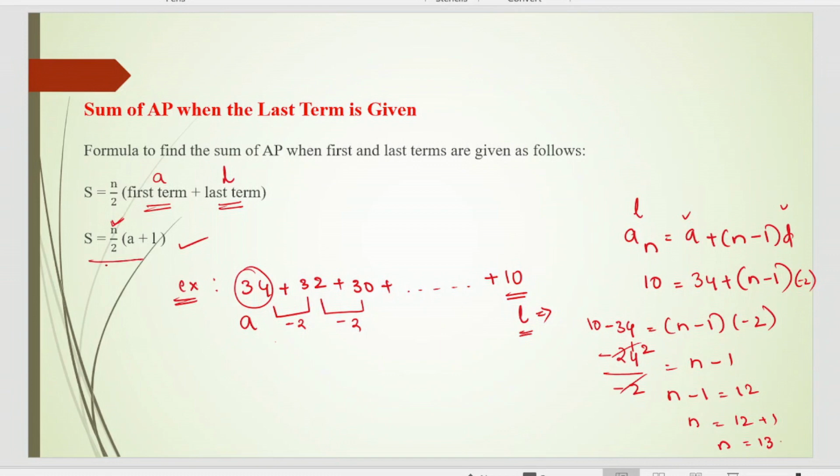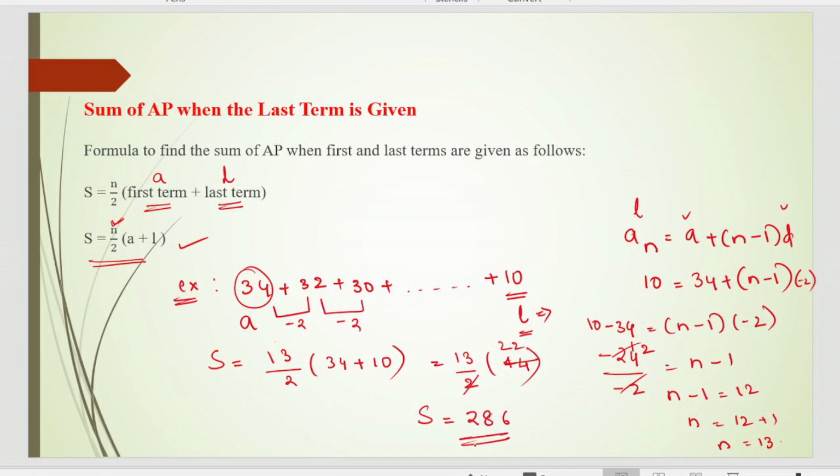So we can substitute in this formula. So sum is equal to 13 by 2 of first term 34 plus last term 10. So you will get 13 by 2 of 44, which is 22. So 22 into 13, sum is equal to 286. Okay, so this is how you find the sum of an AP when the last term is given.